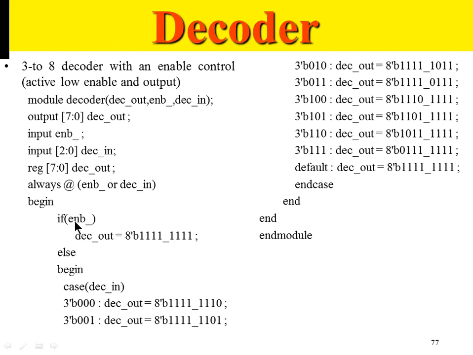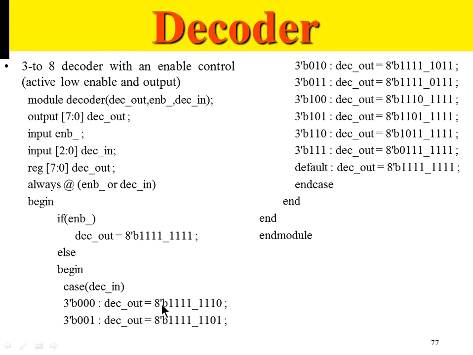Else means if enable bar is low, the circuit can be enabled. Begin the else block. Inside the else block there is a case statement. Case DC in. DC in is my case variable. When DC in is 000, it's a 3-bit value, so output number 0 will go high.